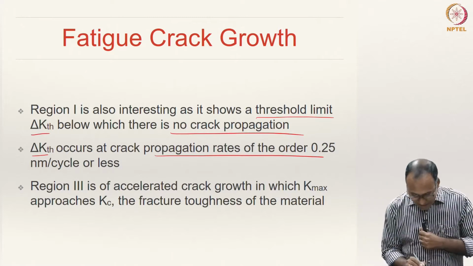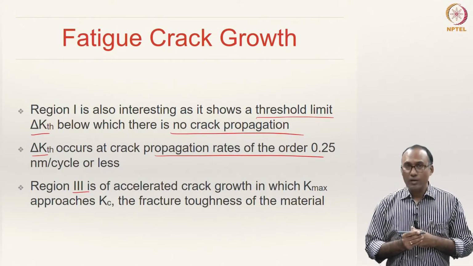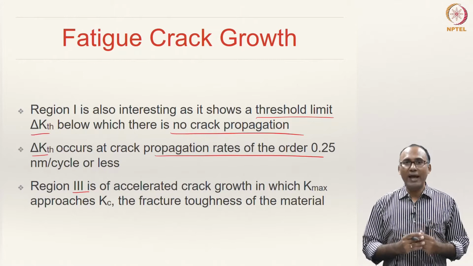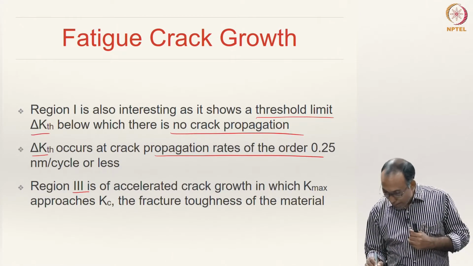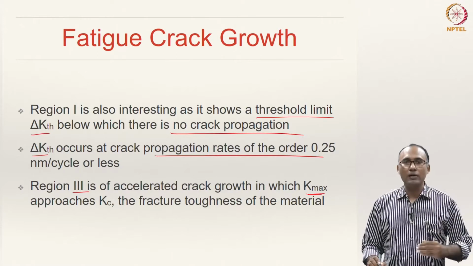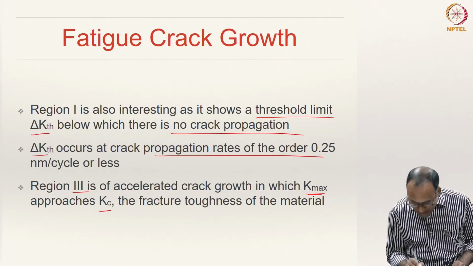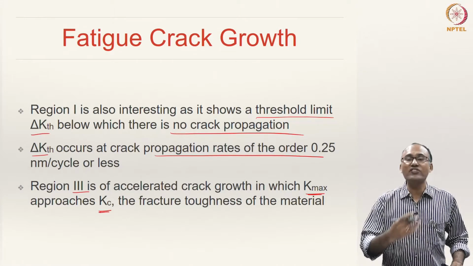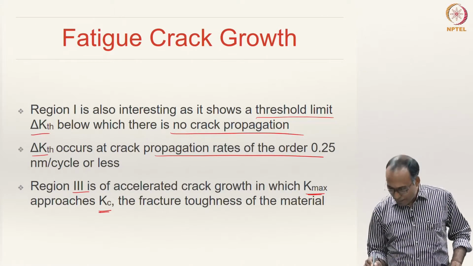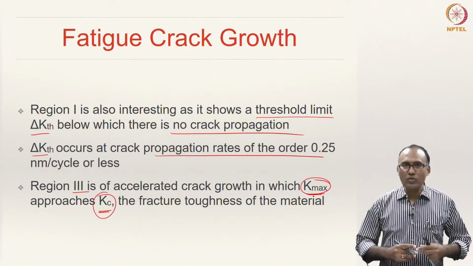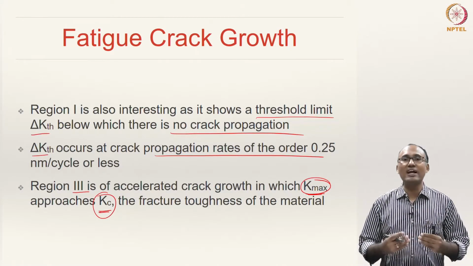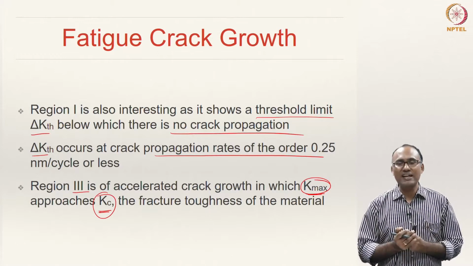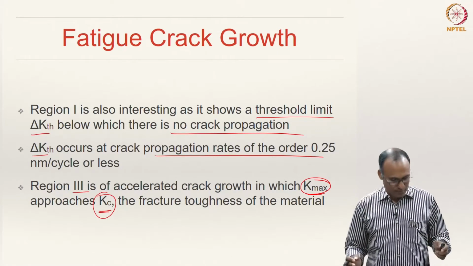Region 3 is the accelerated crack growth regime, in which the K max of the applied load approaches Kc, that means the fracture toughness of the material. When K max becomes equal to Kc, the material breaks suddenly as if it is a brittle fracture, and hence that regime is characterized as the unstable crack growth regime.